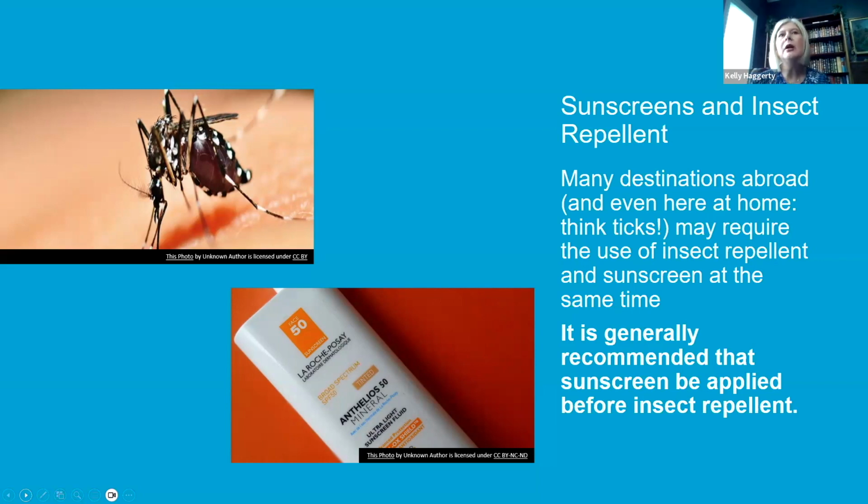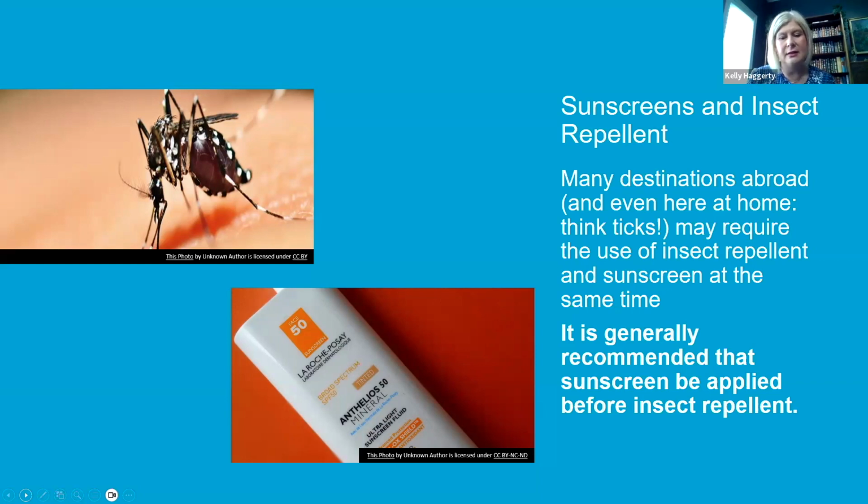However, if you're a hiker, you may be worried about ticks. So that may be a situation where you're using an insect repellent to protect against ticks during the day, and at the same time you're wearing sunscreen. It is generally recommended that sunscreen be applied anywhere from 10, 15, 20 minutes before your exposure to the sun, and insect repellent is then applied when needed.